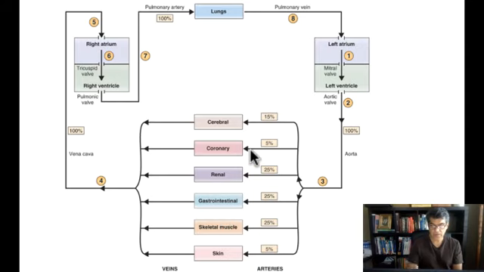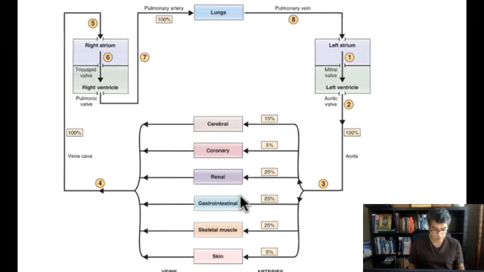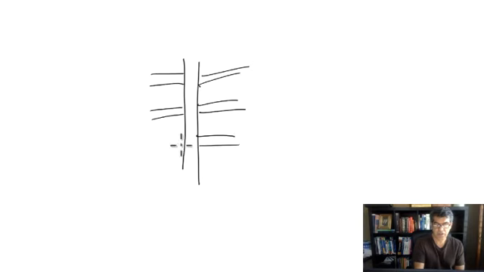You don't need to memorize this one, but my point of showing this slide is that the vessels that come off from the aorta are parallel to each other. In other words, if this is the aorta, you're going to have branches coming off of the aorta on each side. And as you can see, these branches are parallel to each other.